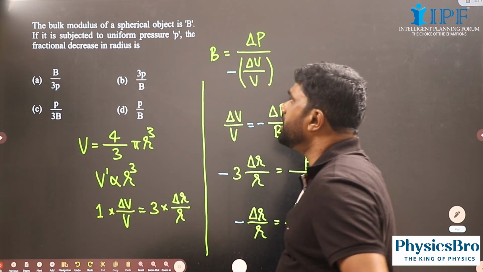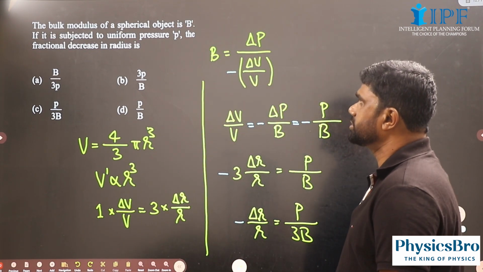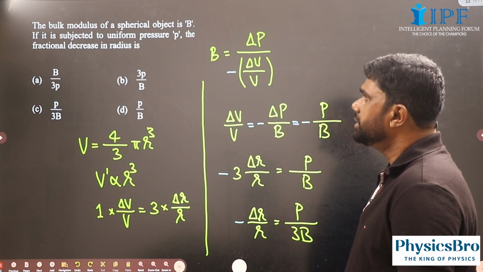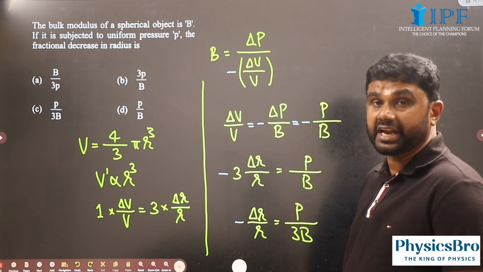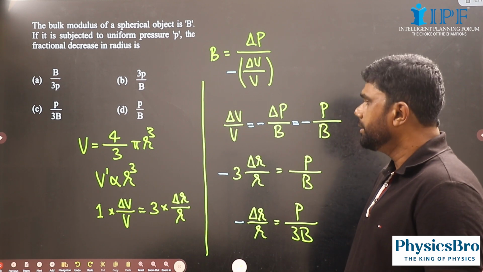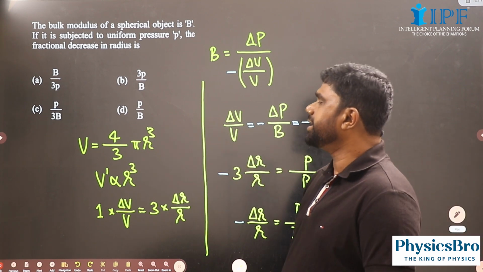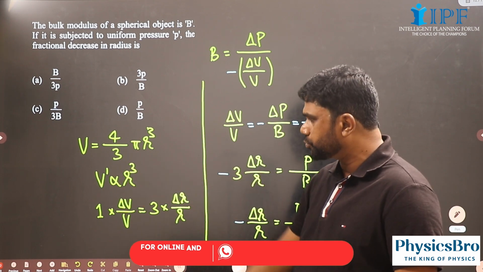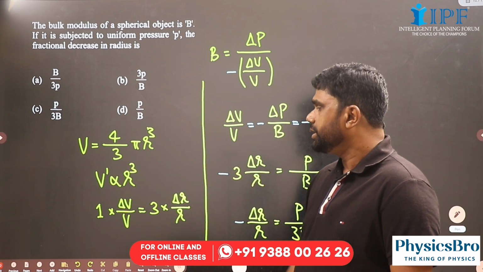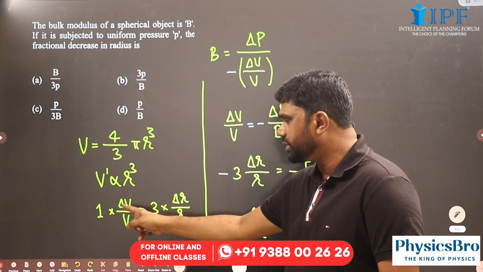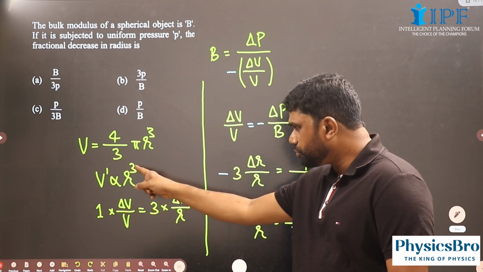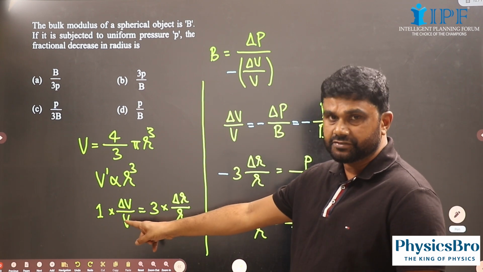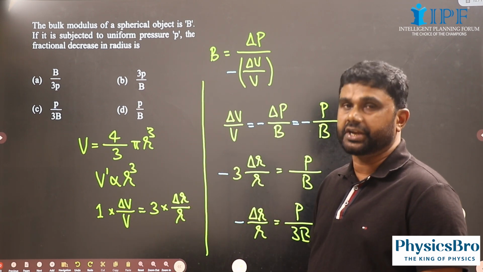Okay, next step, the bulk modulus of a spherical object is B. If it is subjected to a uniform pressure P, the fractional decrease in radius is. Now see, volume is 4 by 3 pi r cube. So we can write volume raised to 1 is directly proportional to R raised to 3. Then this power 1 into delta V by V is equal to this power 3 into delta R by R. This is the fractional change in volume and this is the fractional change in radius.